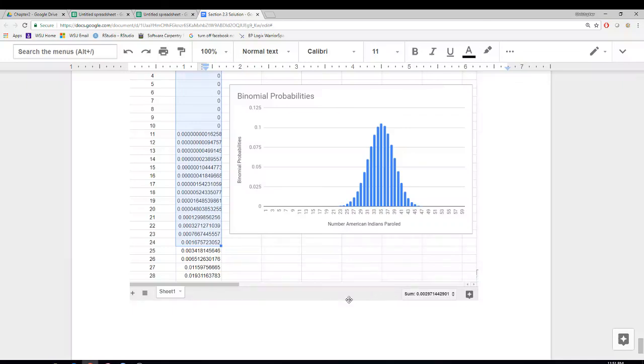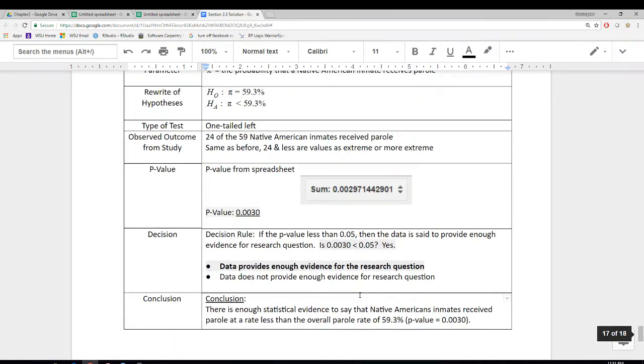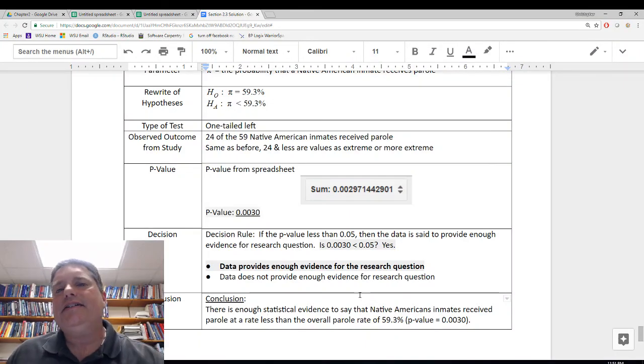This last page is just showing you a screenshot of the binomial probabilities inside my Google Sheet, with that sum, or p-value, down here in the status bar. The good news is that the analysis I did with this alternative approach matches what I did previously. So using either approach, there appears to be discrimination against Native Americans in paroling, in the rate at which they received parole.